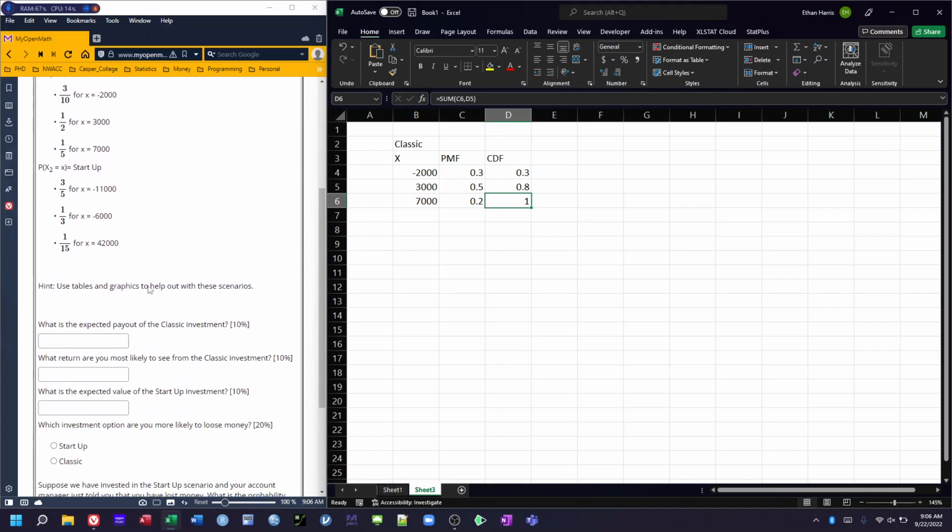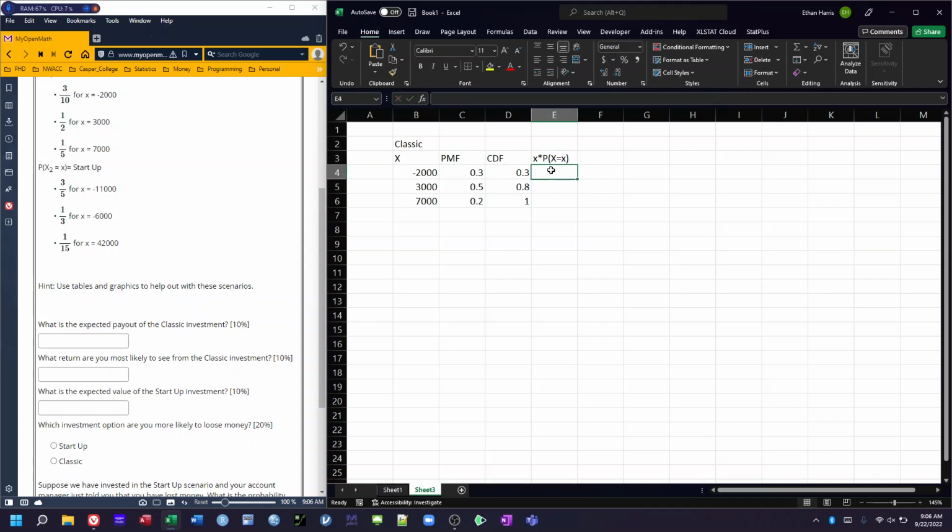Okay, the next thing that we need to do is we have a set of questions of what are we going to see from this classic investment? Okay, so in order to do this, we need to do a couple of calculations here. So the first thing that we need to do is we need to do the support, the specific member of the support, multiplied by the specific member of the PMF, or when big X equals little x.